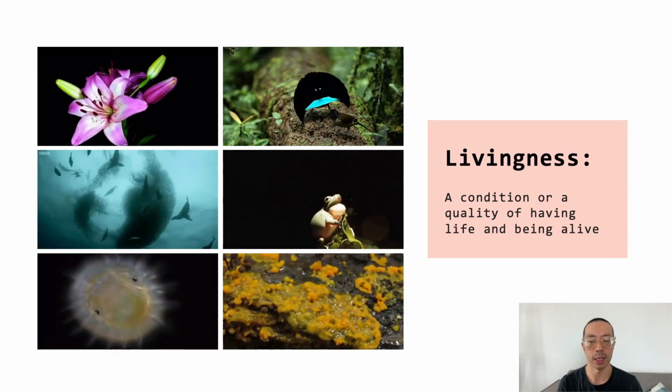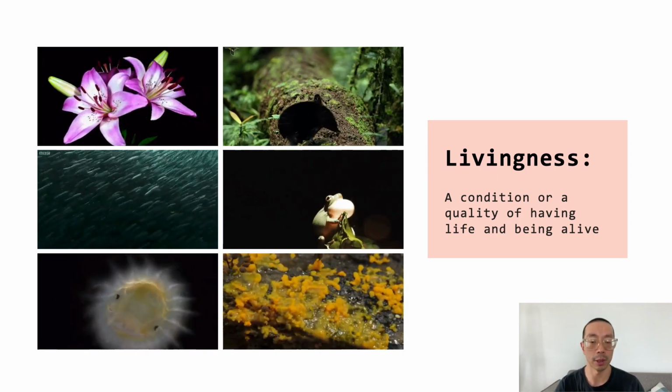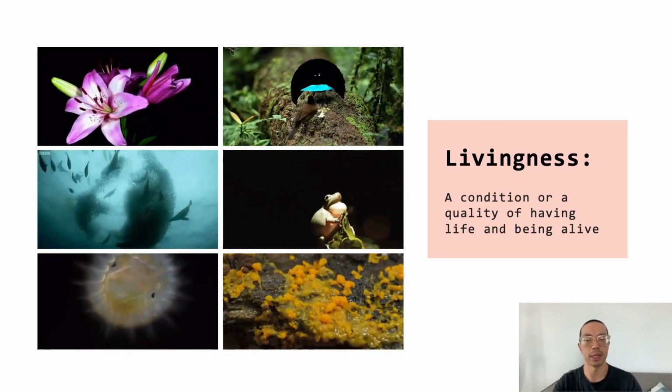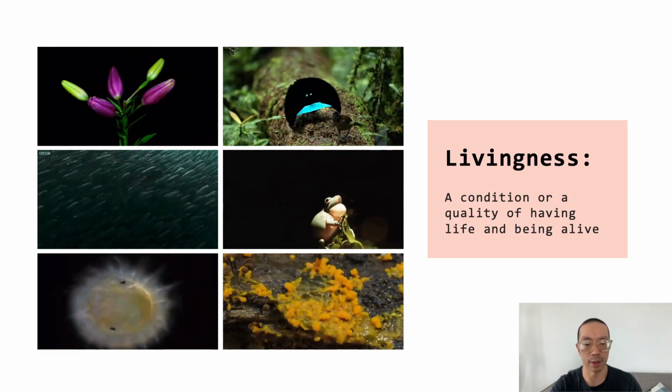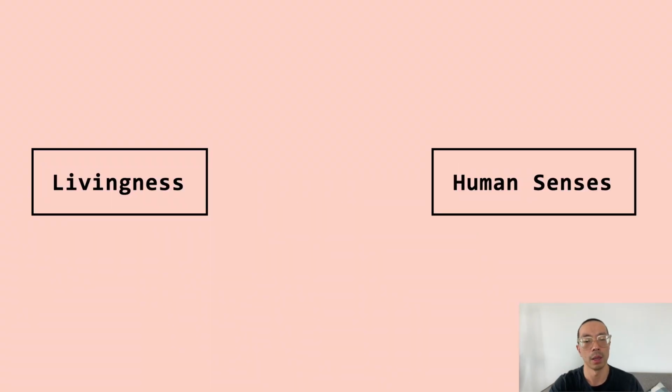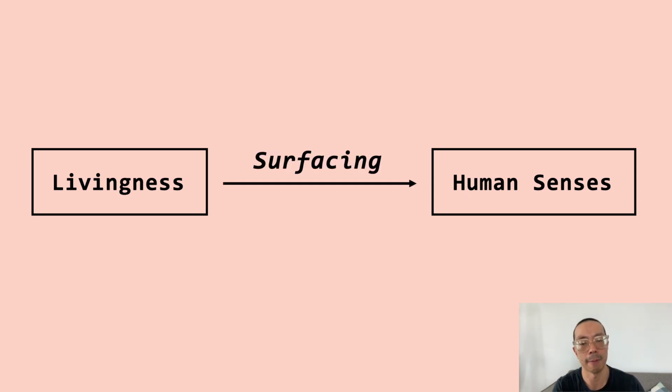The term livingness is broadly defined as the condition or the quality of having life and being alive. Physical displays of livingness include movement, growth, reproduction, color generation, and many more. In our paper, we explore how designers can make these types of livingness from non-human organisms more noticeable to the human senses, a process which we call surfacing. And for interaction designers working with living media, surfacing livingness is an important strategy.